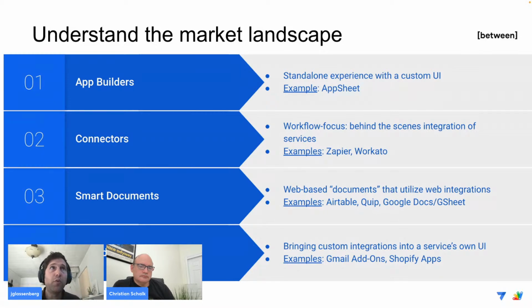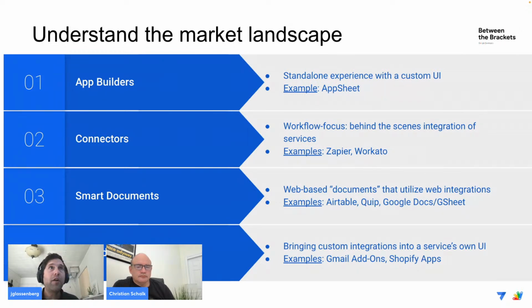One of my favorites within Google Workspace are those smart documents. We've seen things like Airtable, Quip, which is now part of Salesforce, and over Google Workspace, Google Docs and Google Sheets. These are web-based documents that take advantage of the fact that they're on the web and they actually work with other APIs and allow for dynamic content to happen within these documents.